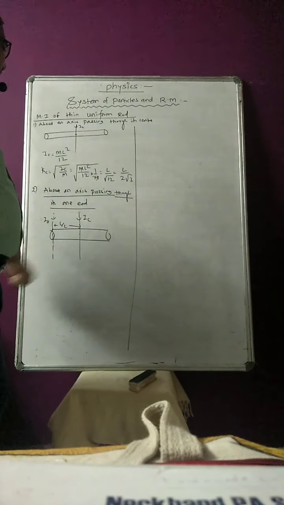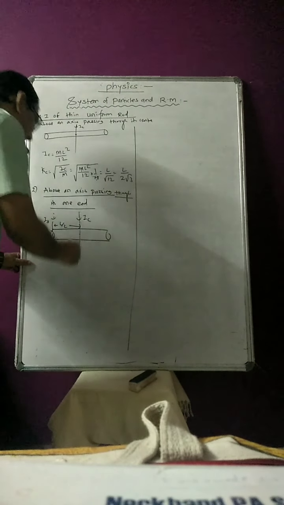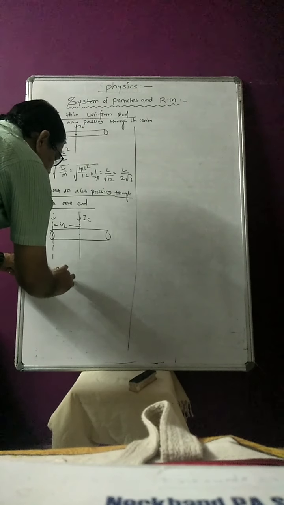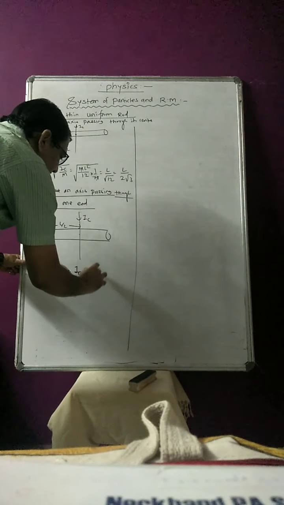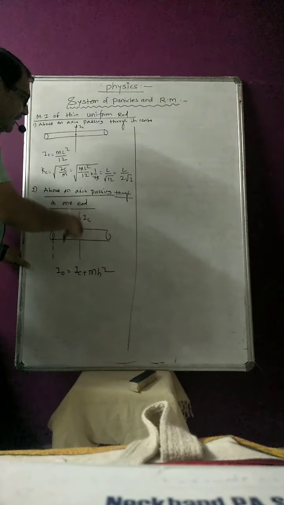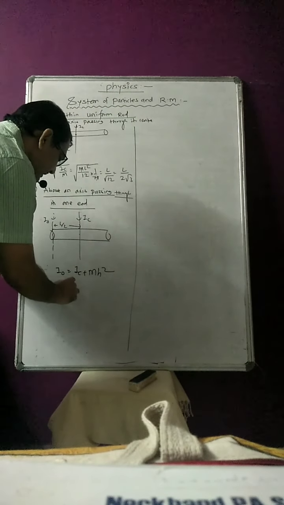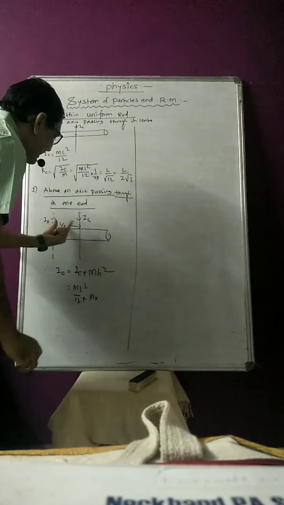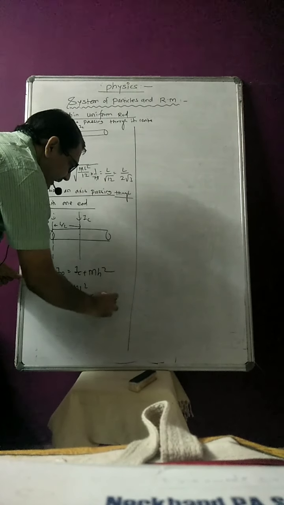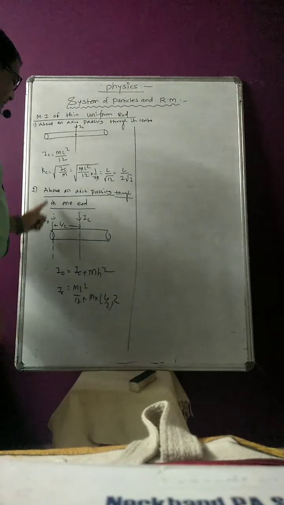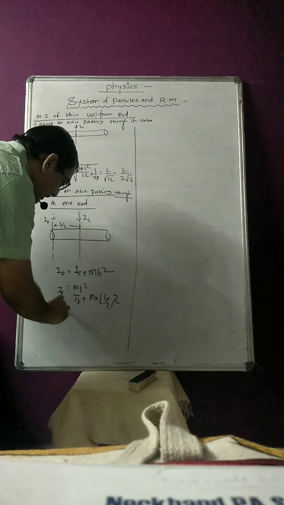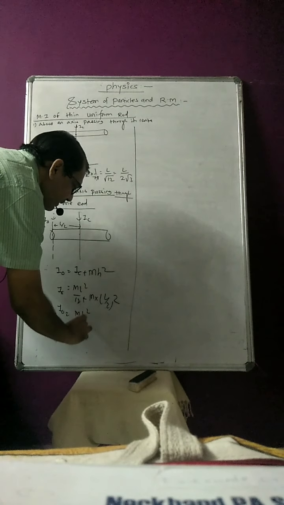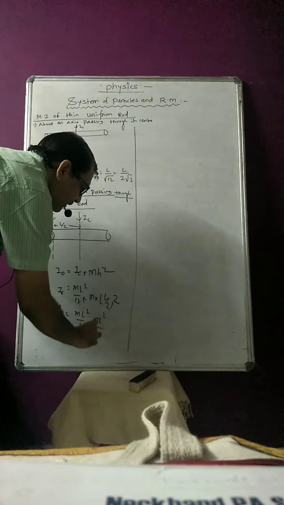And if I want to find that moment of inertia, how can I calculate it? Here I have one principle, the parallel axis theorem: I_O is equal to I_C plus MH square. I have I_C already calculated, so that is equal to ML square by 12 plus M into H, and H will be L by 2 squared. That is equal to the moment of inertia about its one end. Therefore your answer will be ML square by 12 plus ML square by 4.